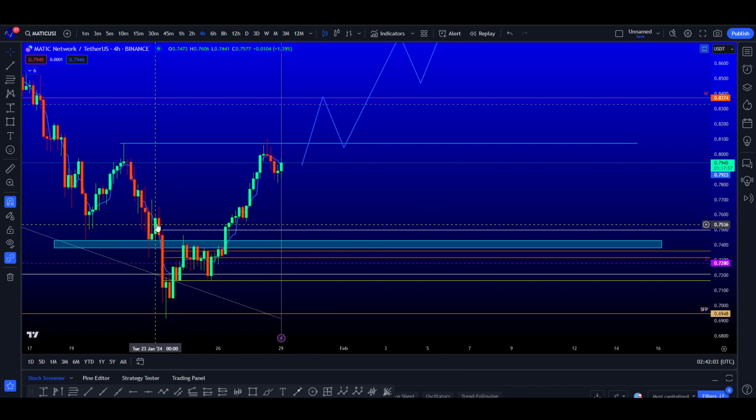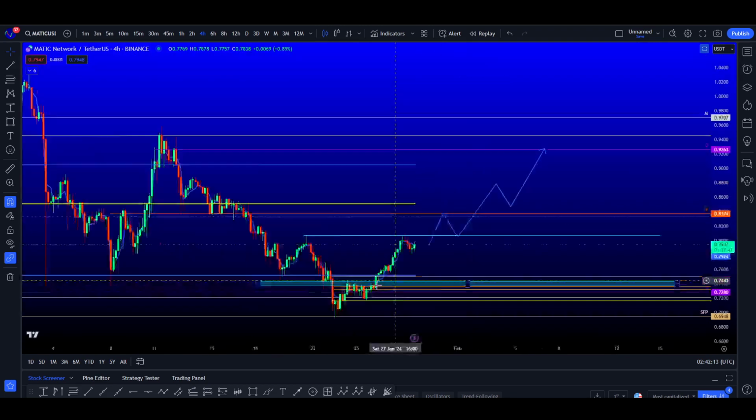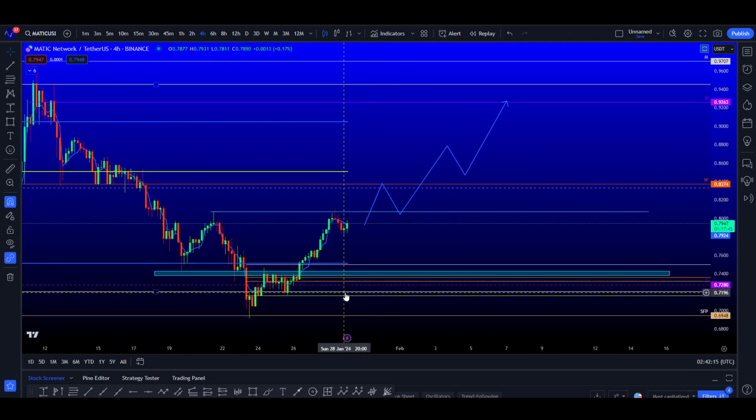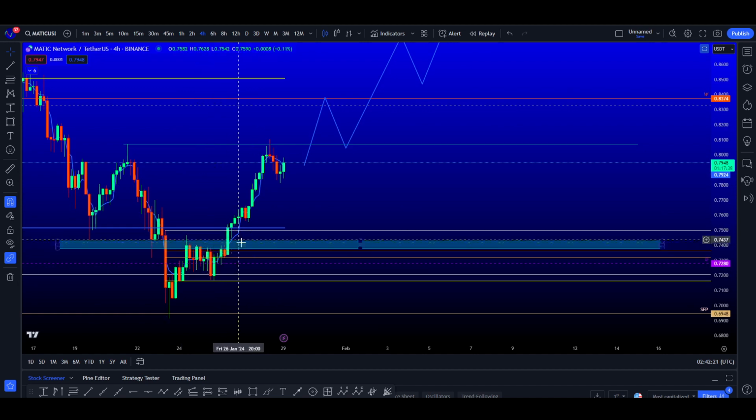Price came back down, tapped this support, decisively broke down, came down to the swing failure level, which is down here. So it swept these lows too as well. A key pivot before reclaiming the 0.786, the monthly level, and flipping this resistance back into support.